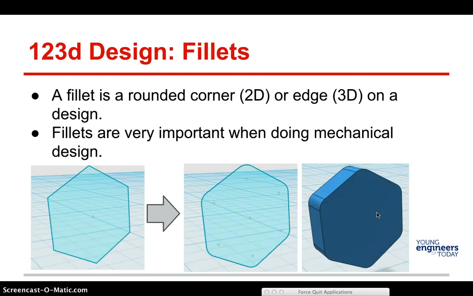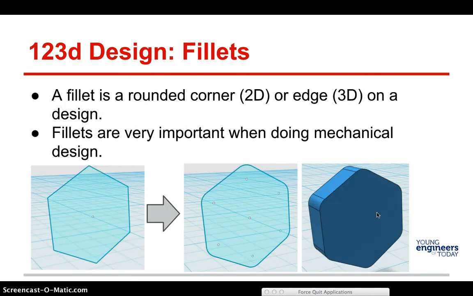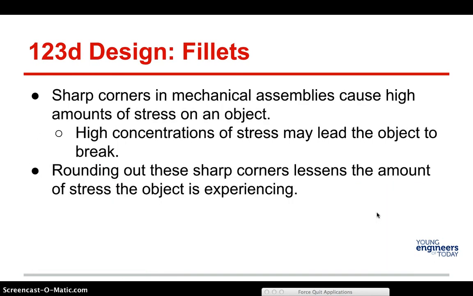A fillet is a rounded corner on a 2D or 3D edge. Fillets are very important when doing mechanical design, as you can see here. Sharp corners in a mechanical assembly cause high amounts of stress on an object. High concentration of stress may lead this object to break. Rounding out these sharp corners lessens the amount of stress the object is experiencing. And it's really easy to use this tool. Once I draw a shape, I just click on the fillet and I click a corner, and an arrow will appear in a box where I can change the degree of it to round it out.